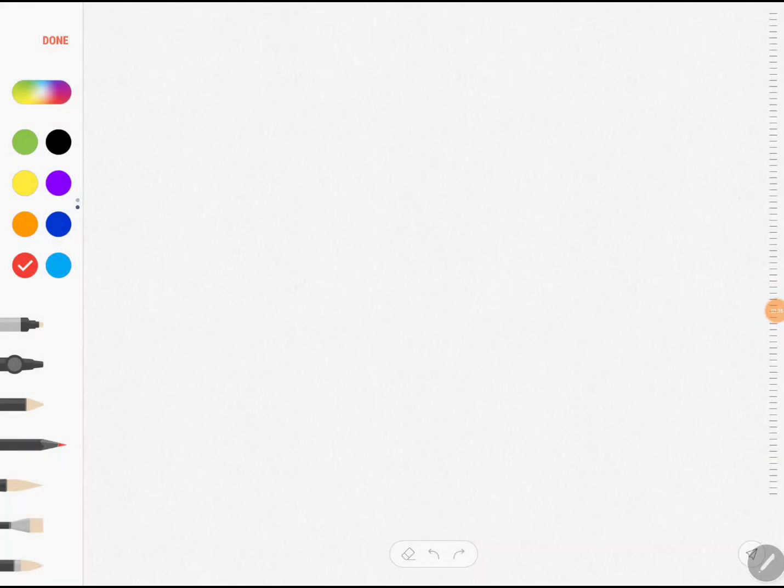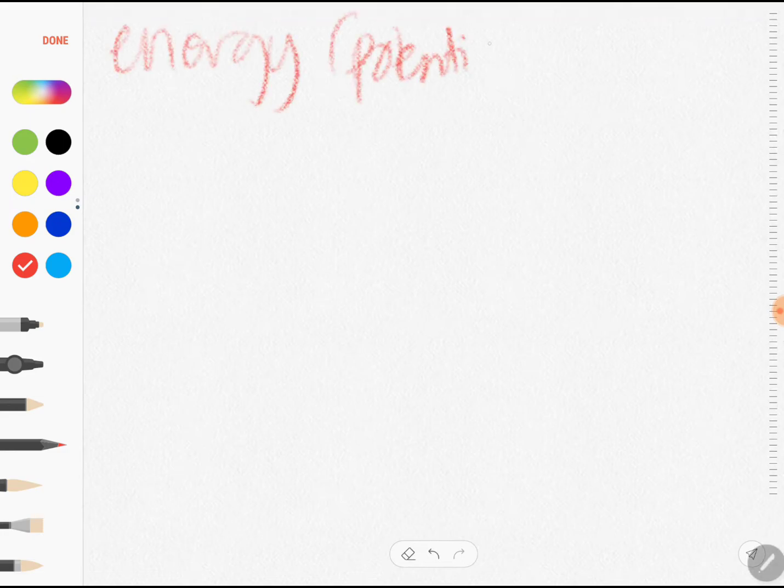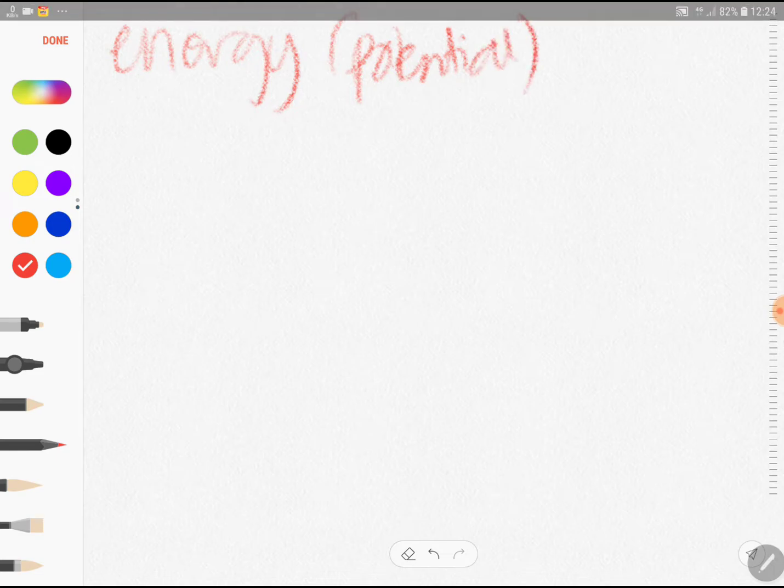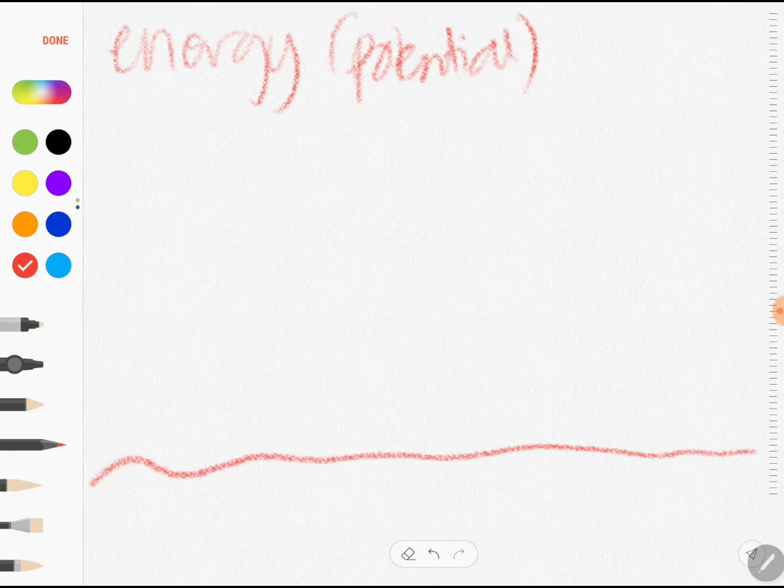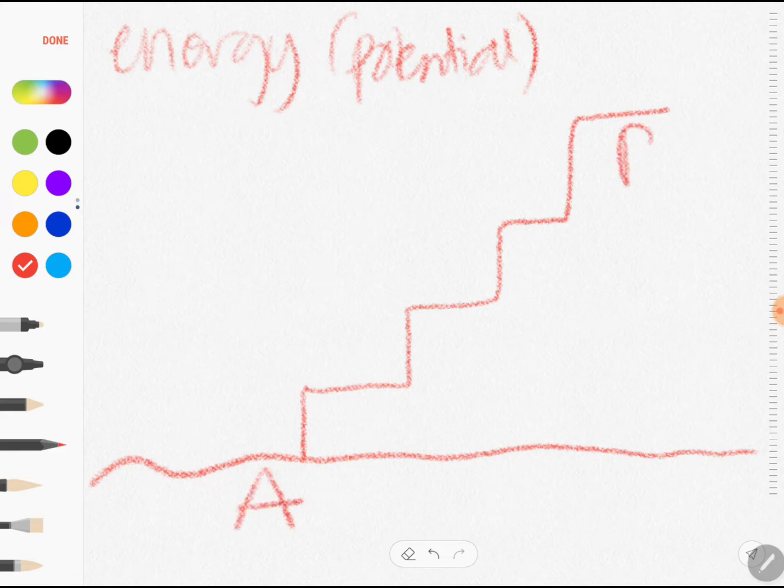So, in order to better understand the push, which is the second condition in order for electric current to flow, we will make an analogy first. Okay, but we are going to talk about energy, specifically potential energy. So for example, this is the ground, and let's make a stair, and we have a ball. I'll assign this as position A, and I'll assign this area as position B.